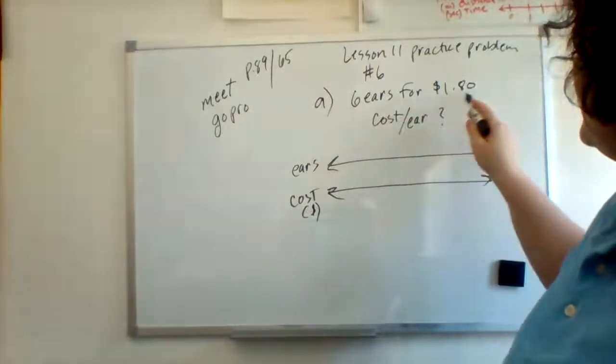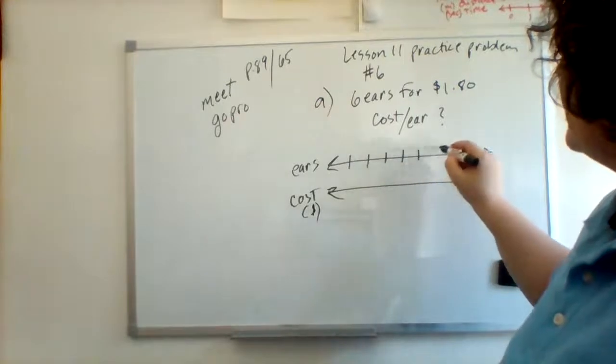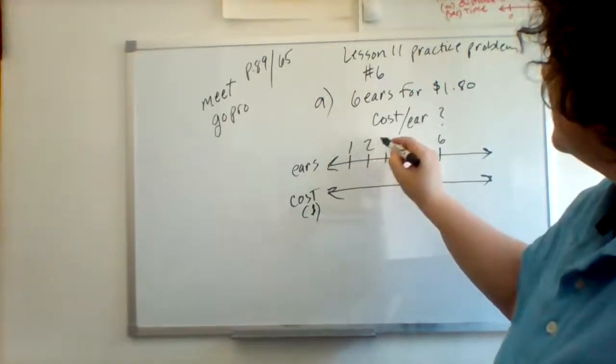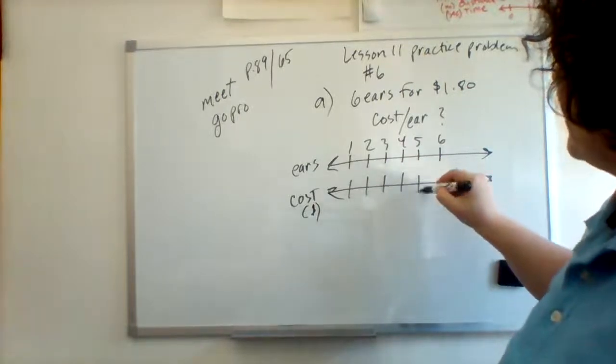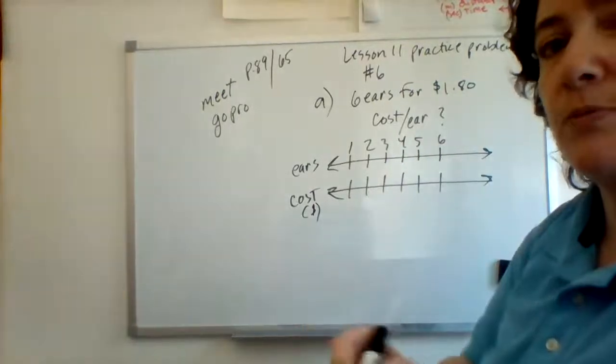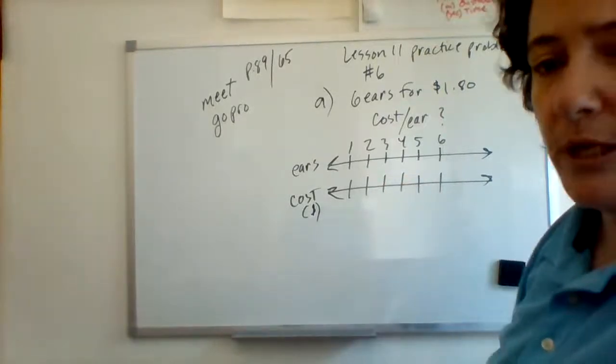And it says 6 ears for $1.80. So 1, 2, 3, 4, 5, 6 ears. They all have to match up with a price, because remember, this is from the ratios book. So these are equivalent ratios. There's some constant rate in there.